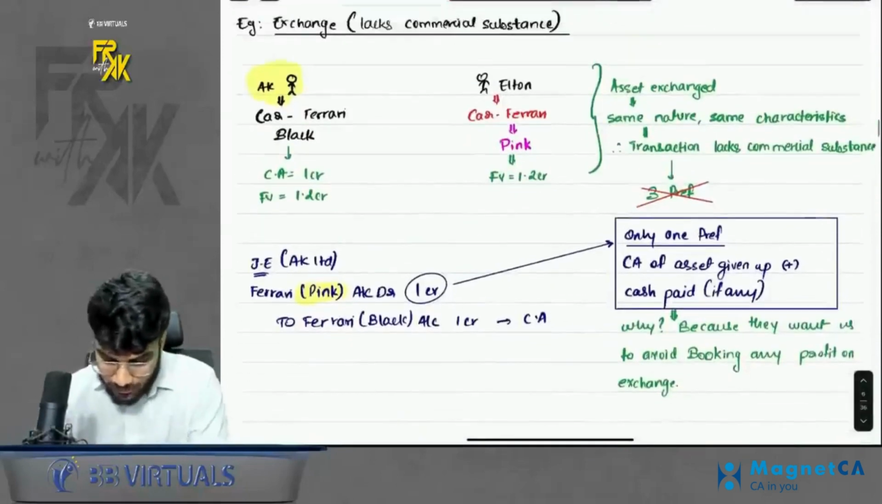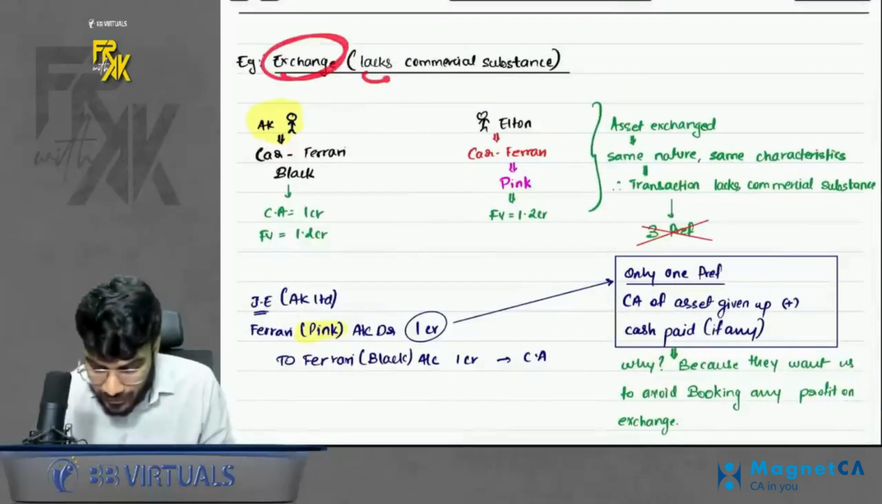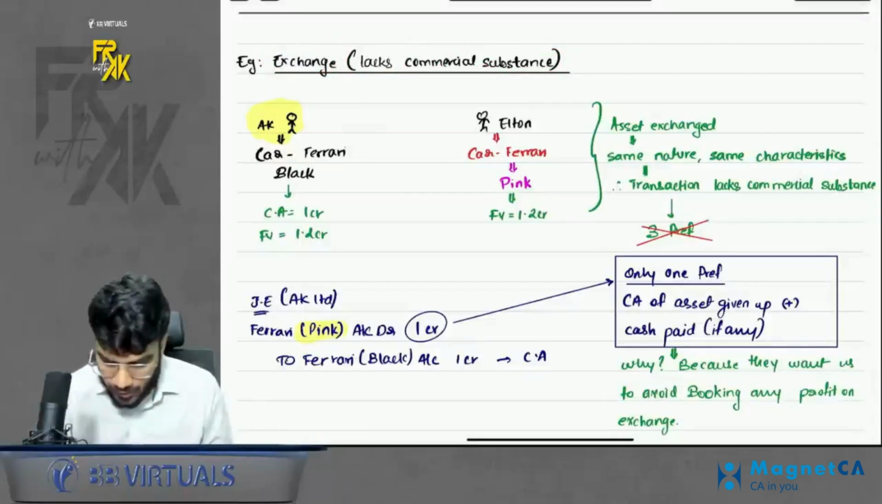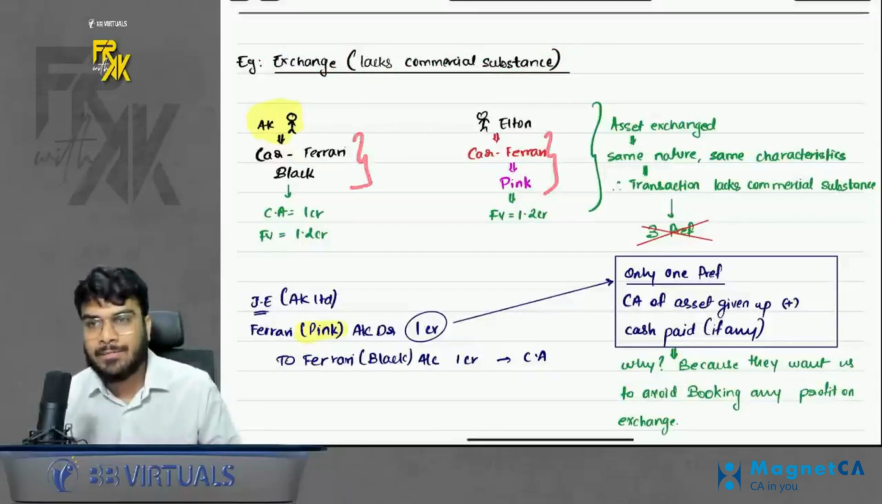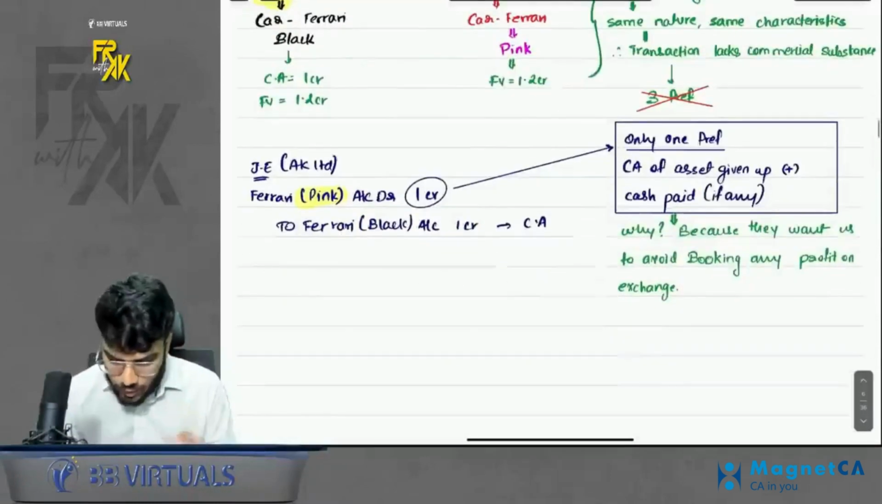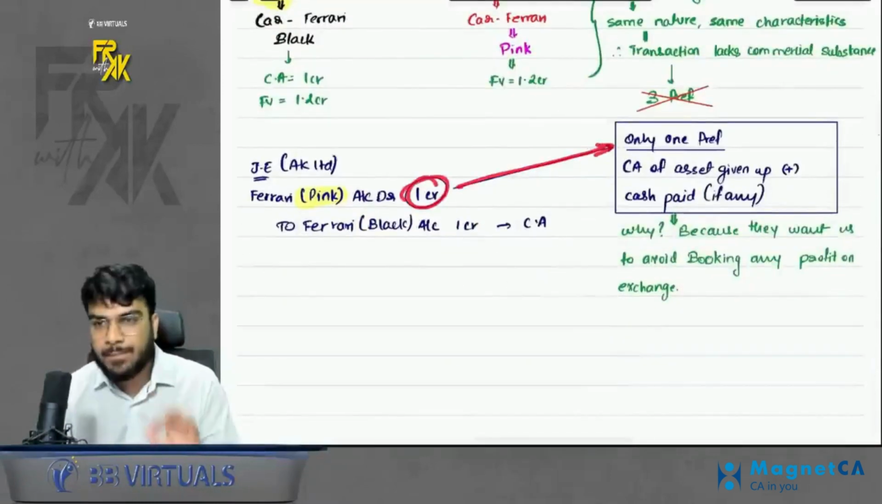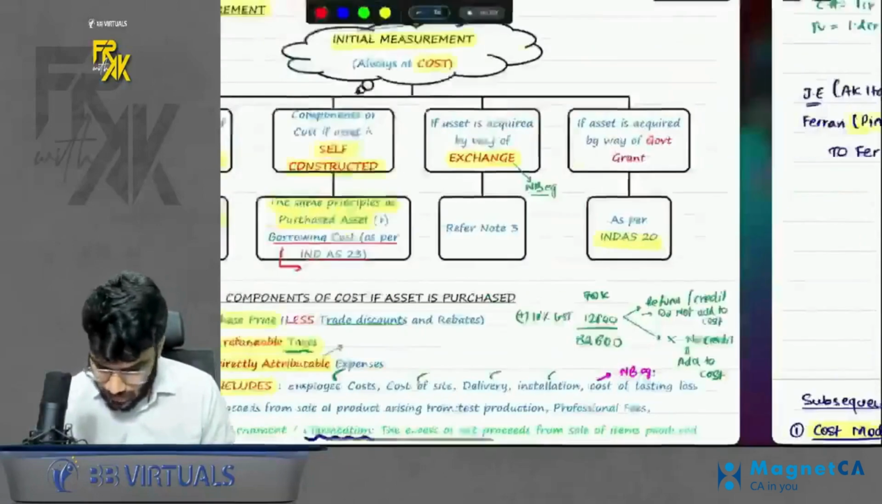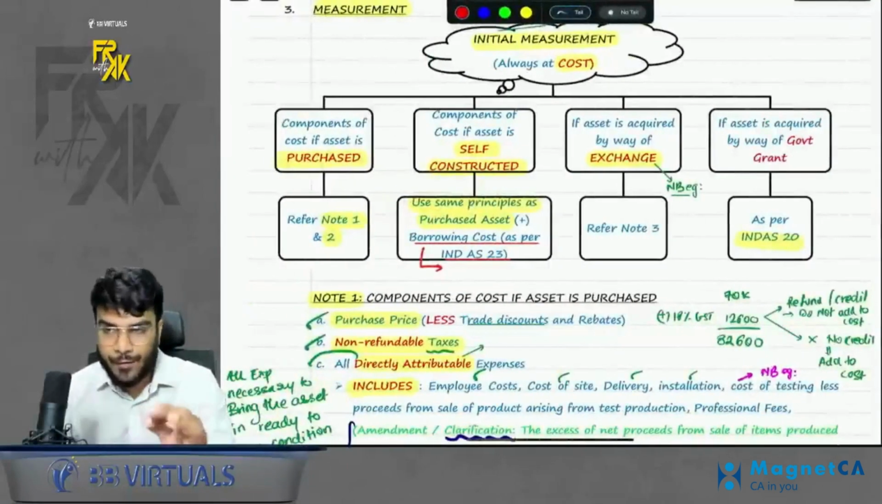Also, there was one more case. Do you remember in exchange whether transaction lacks commercial substance? So when will this happen? This will happen in case when you are exchanging the assets which are of same nature, same characteristics, right? So in this case, you will record the incoming asset. We have only one preference, that is carrying amount of asset given up plus cash paid if any. Do remember this point. So this was the case if the asset is acquired by way of exchange.